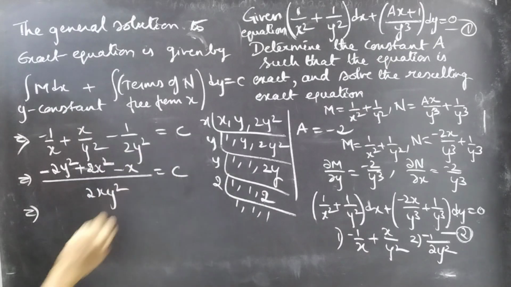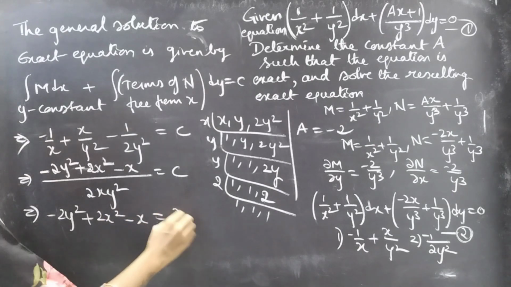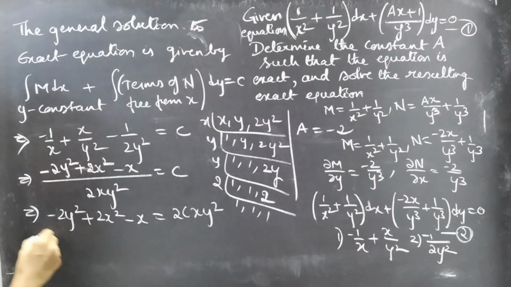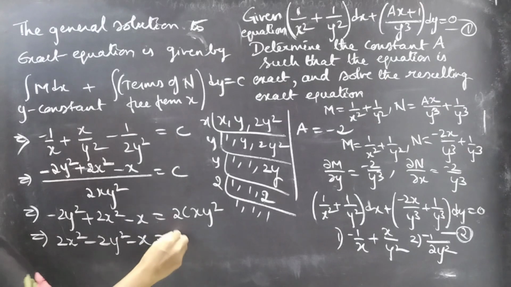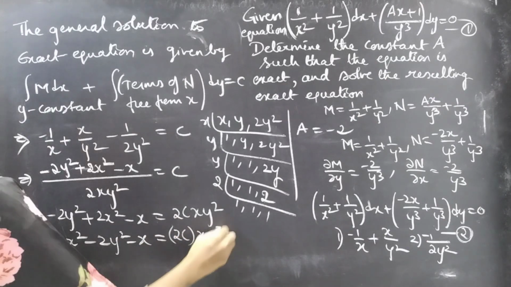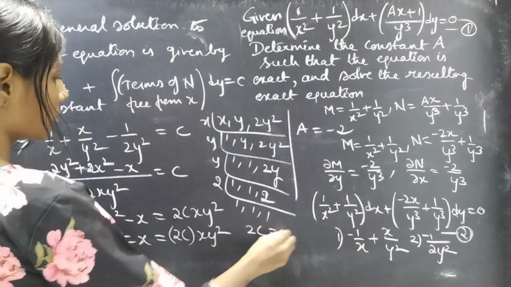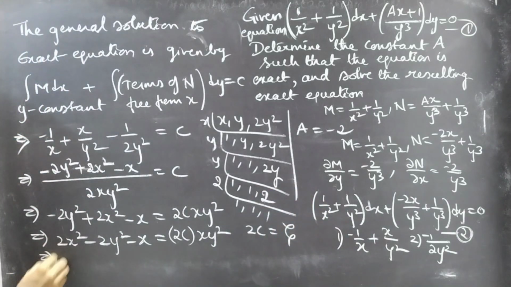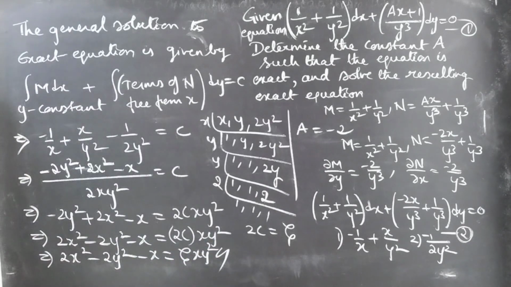Now take this denominator to the RHS. Then we get minus 2y² plus 2x² minus x equal to 2cxy². Or we can write this as 2x² minus 2y² minus x equal to 2c times xy². Okay, this is the required result. Or we can write 2c as some c. Then we get 2x² minus 2y² minus x equal to cxy², which is the required solution to our problem.